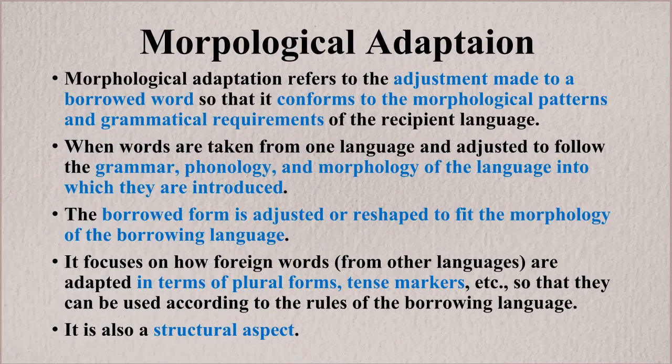Let's first talk about morphological adaptation. Morphological adaptation refers to the adjustment made to a borrowed word so that it conforms to the morphological patterns and grammatical requirements of the recipient language. When words are taken from one language and adjusted to follow the grammar, phonology, and morphology of the language into which they are introduced, this attribute is called morphological adaptation. The borrowed form is adjusted or reshaped to fit the morphology of the borrowing language.